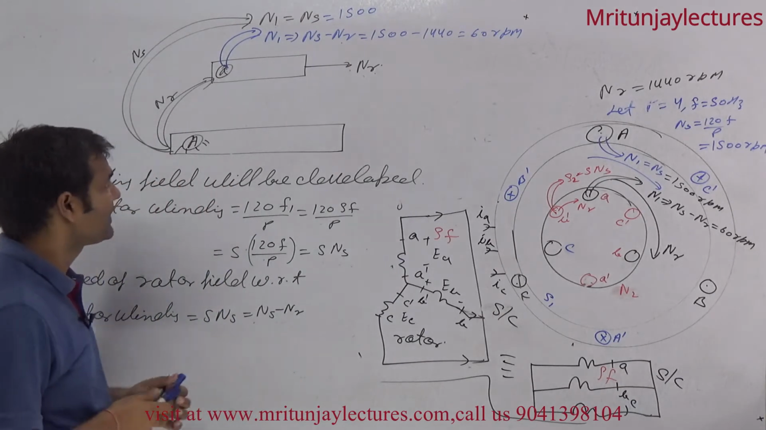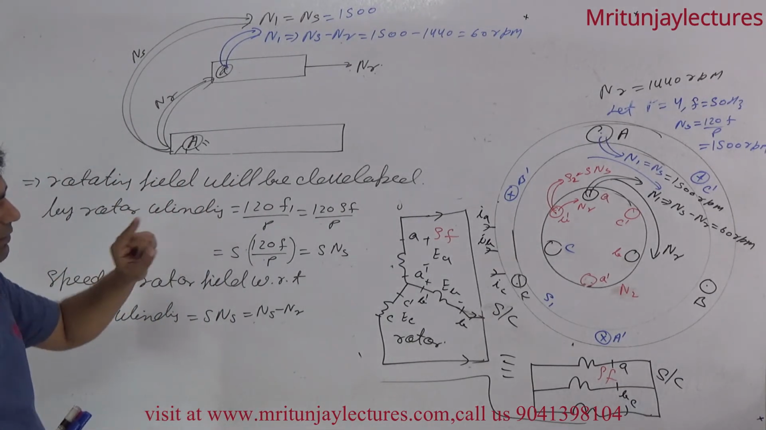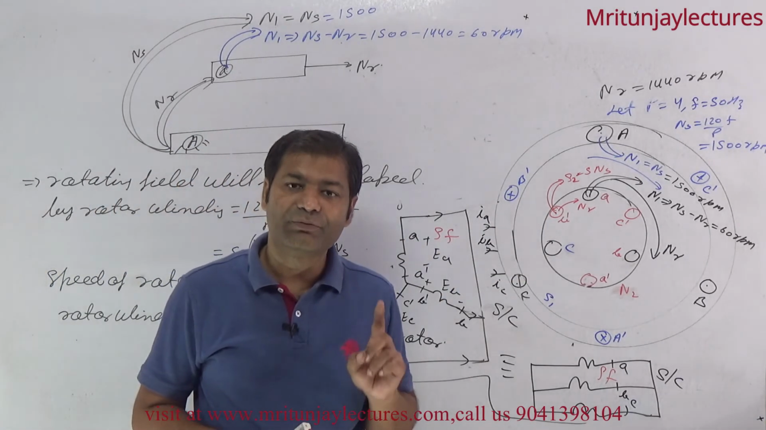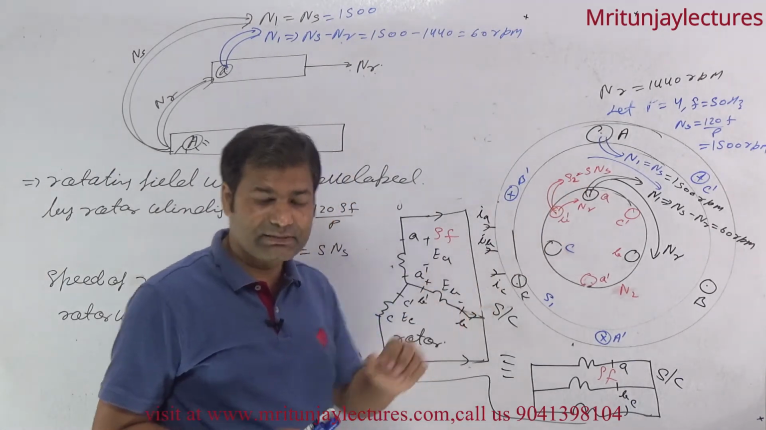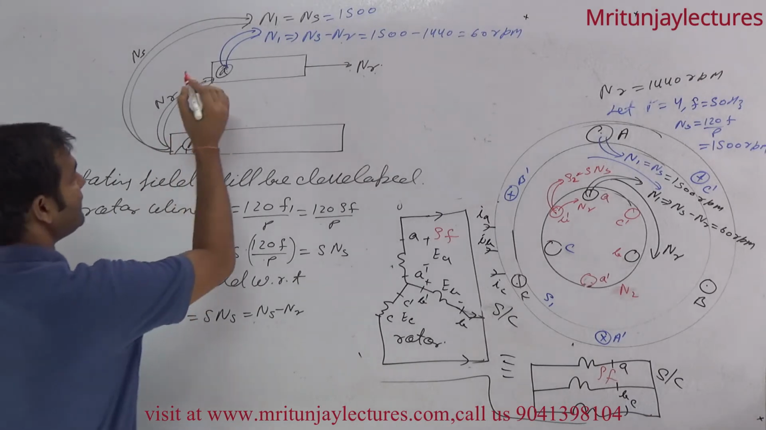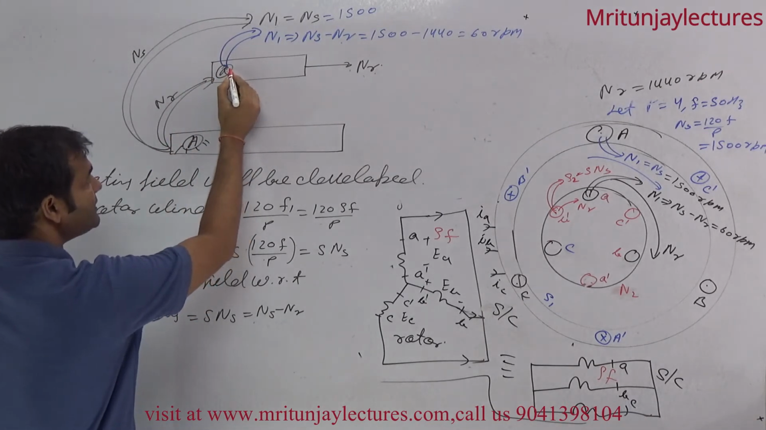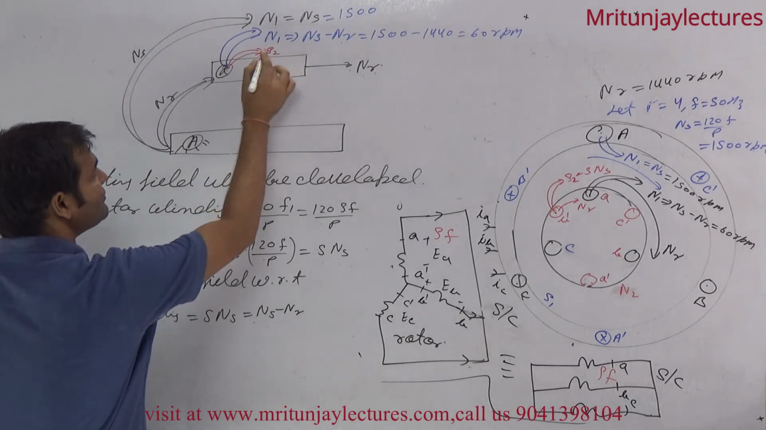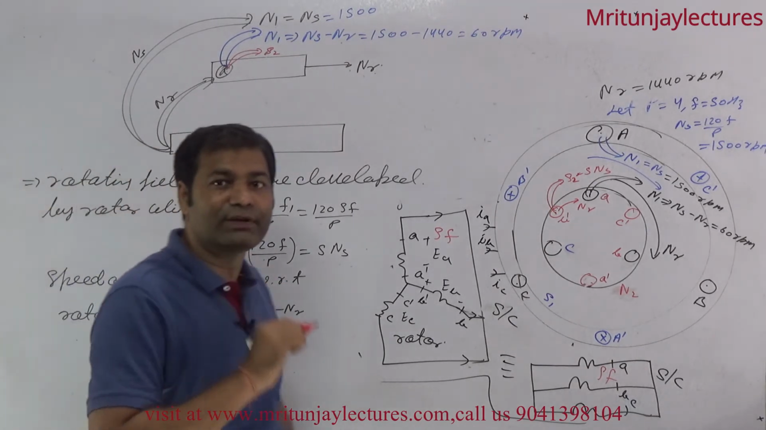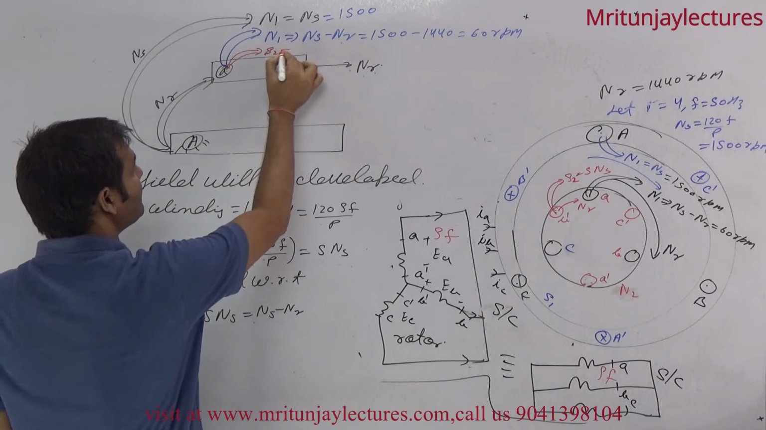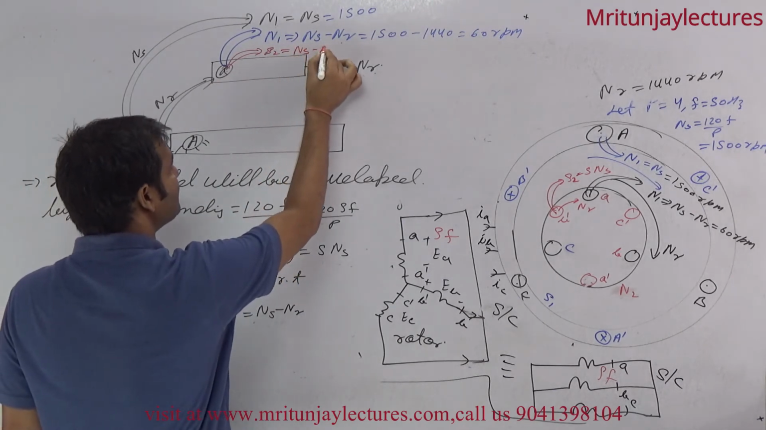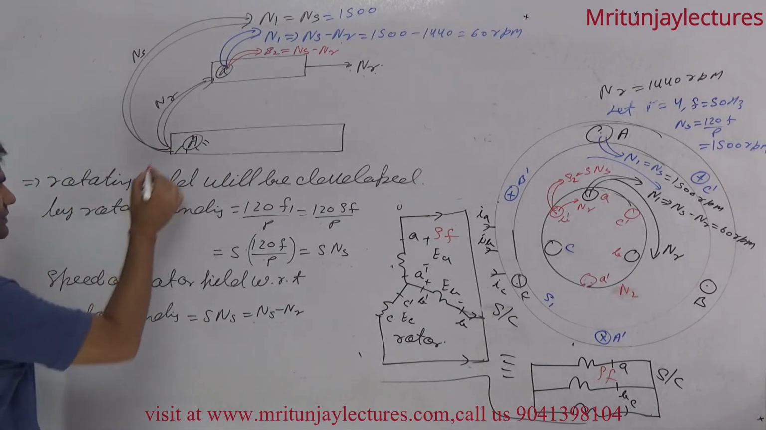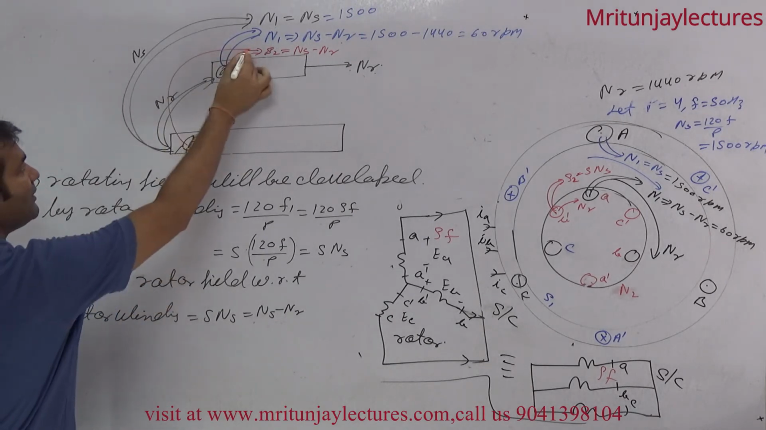Now another way: what about the speed of the rotor field with respect to the rotor winding? That is SNS. Suppose a boy is running, or you sit on the rotor field and see the rotor field with respect to the rotor winding, that is NS minus NR. We got NS minus NR. Clear?